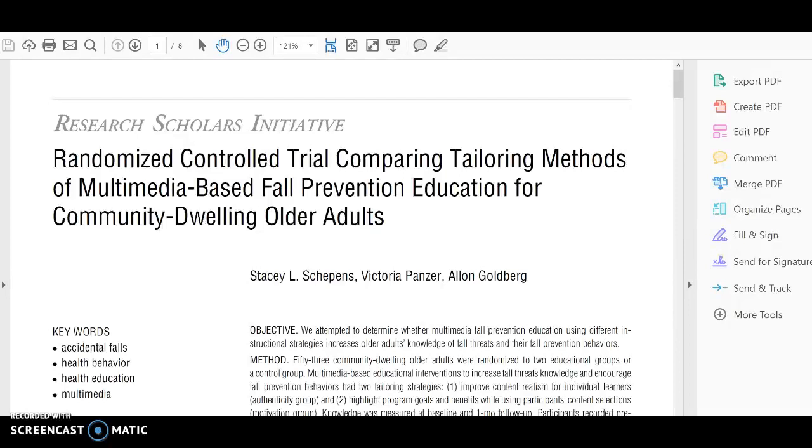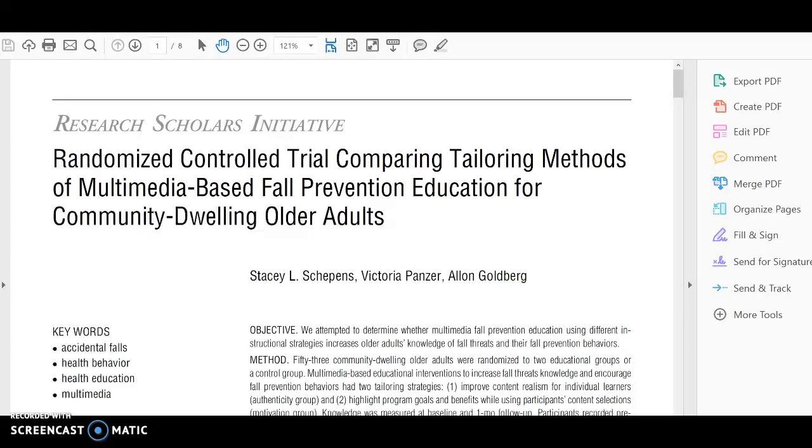The article that we're going to use today is also the article that you are using to practice for your CAP assignment, and it's also your group discussion for week 5. The article is called Randomized Controlled Trial Comparing Tailoring Methods of Multimedia-Based Fall Prevention Education for Community-Dwelling Older Adults.